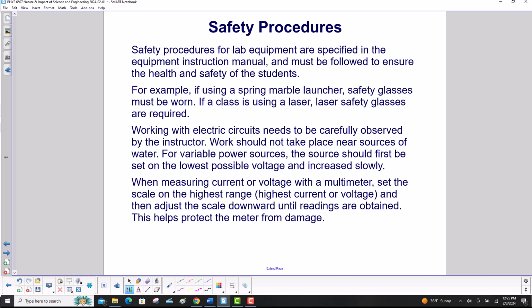Working with electric circuits needs to be carefully observed by the instructor. Work should not take place near sources of water. For variable power sources, the source should first be set on the lowest possible voltage and increase slowly. When measuring current or voltage with a multimeter, set the scale on the highest range, that is the highest current or voltage, and then adjust the scale downward until readings are obtained. This helps protect the meter from damage.